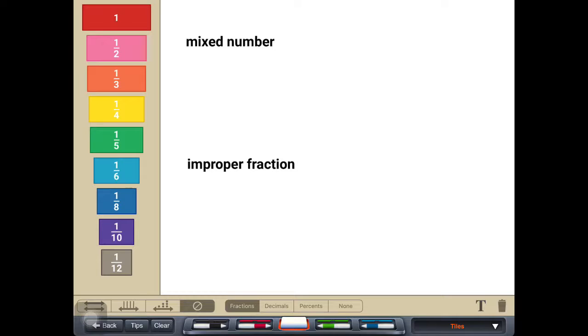For today, we will be talking about mixed numbers and improper fractions. Mixed numbers and improper fractions have values more than one whole. So both of them have values more than one whole. The difference is that a mixed number, because it's mixed, is composed of a whole number and a fraction.